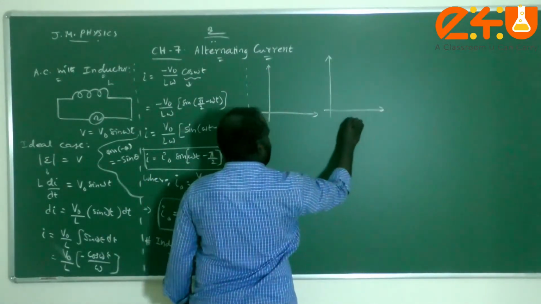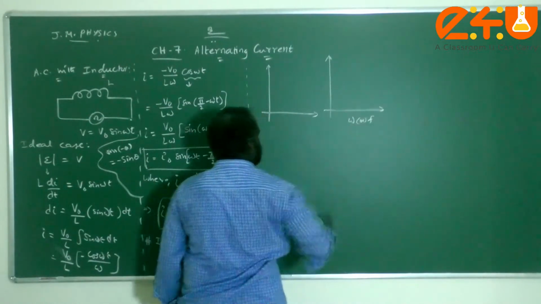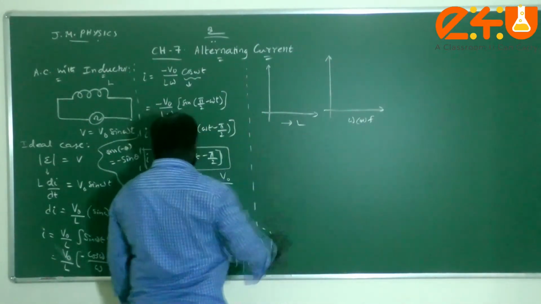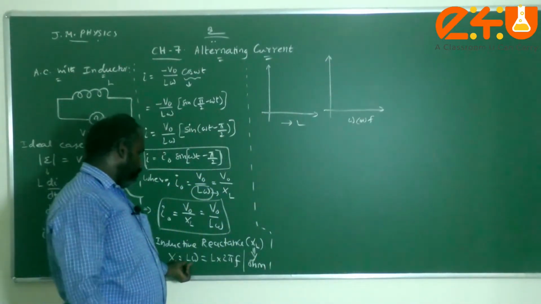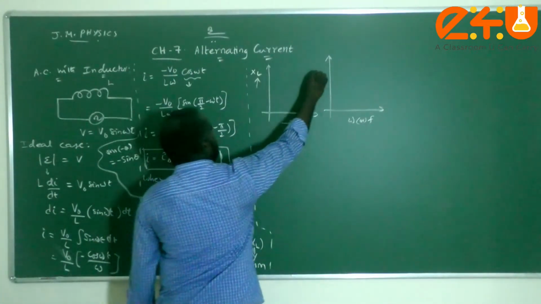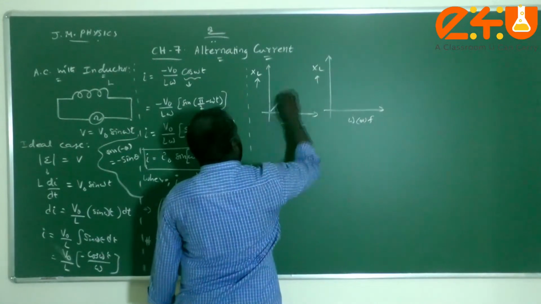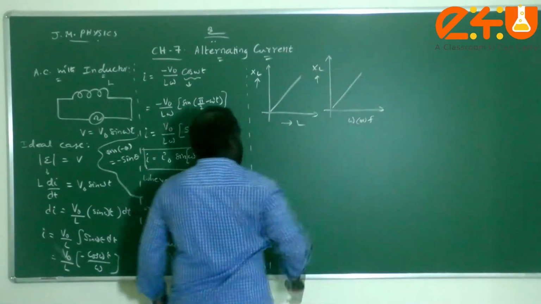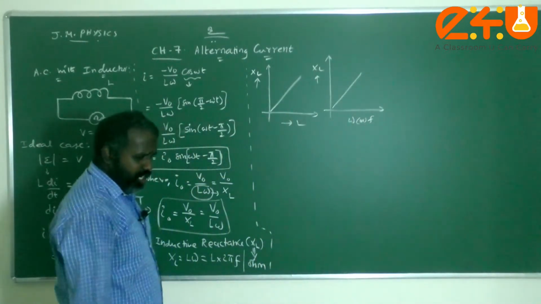So when you draw the graph between either omega or frequency, and here it has to be L. Here you see that XL is proportional to L and omega. Therefore, the graph will be a what, children? A straight line. This is the information we are getting.